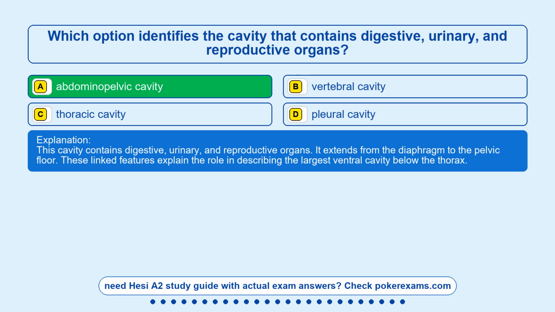This cavity contains digestive, urinary, and reproductive organs. It extends from the diaphragm to the pelvic floor. These linked features explain the role in describing the largest ventral cavity below the thorax.